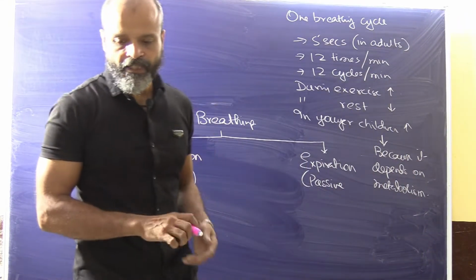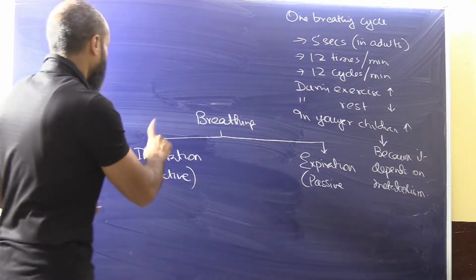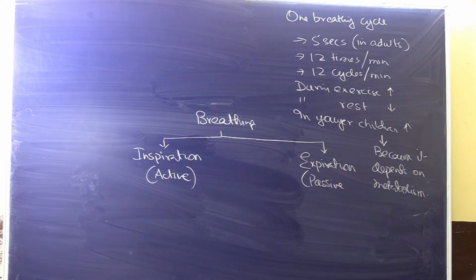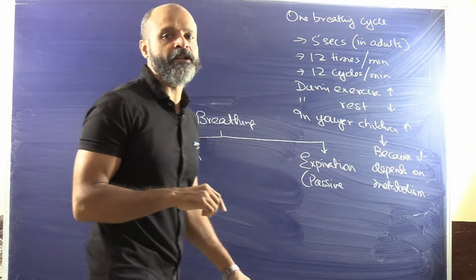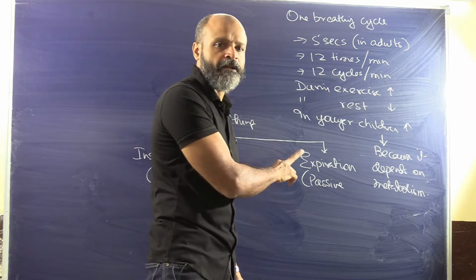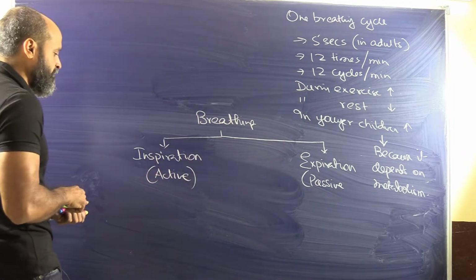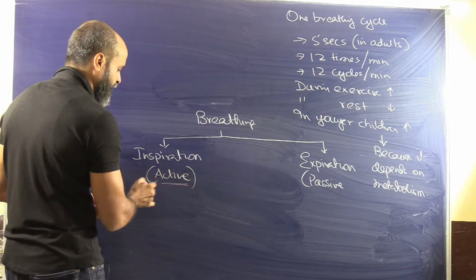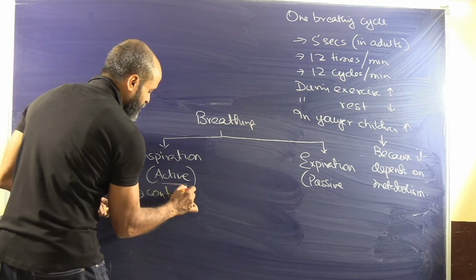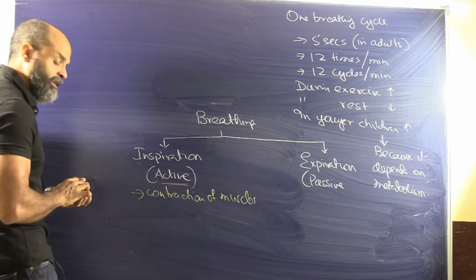Okay, so just in continuation with the inspiration and expiration part. In breathing we have a process called inspiration and simultaneously a process called expiration. The reason why inspiration is regarded as an active process is that there is contraction of muscles which are involved. And what are these muscles?